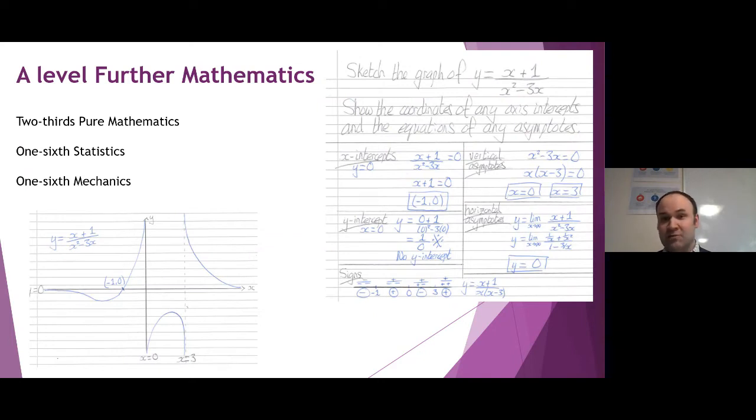So these vertical asymptotes only happen with rational functions, and this is something that we look at much more in further maths than A-level maths. So you wouldn't have this function in A-level maths.